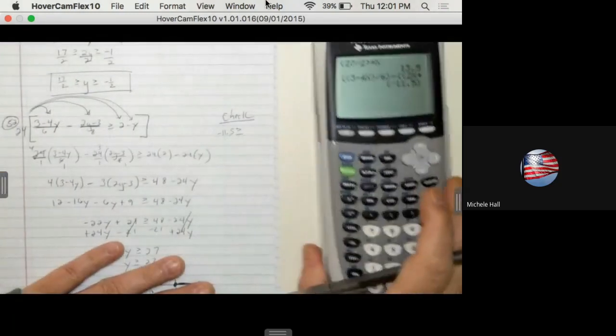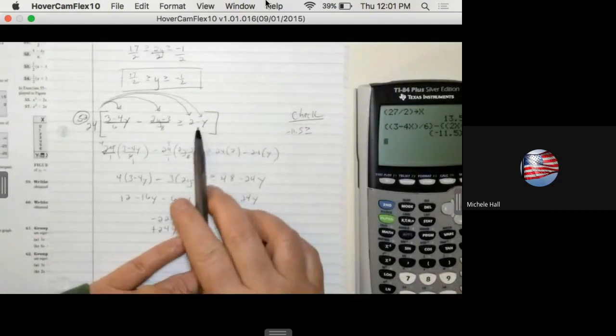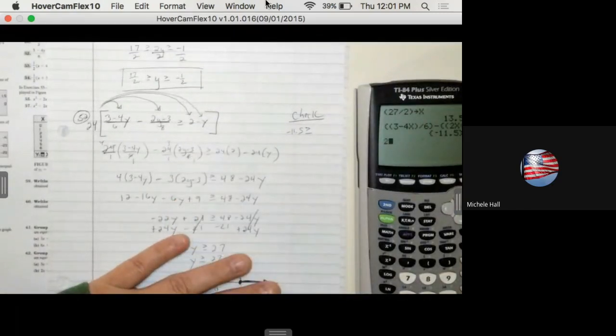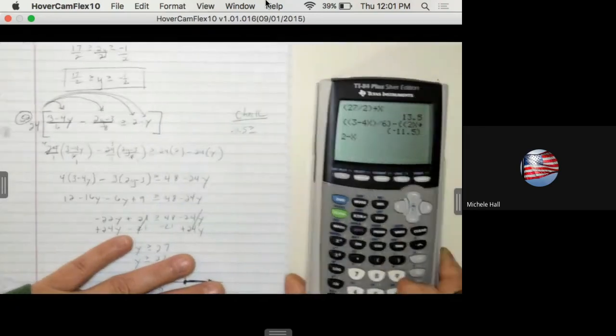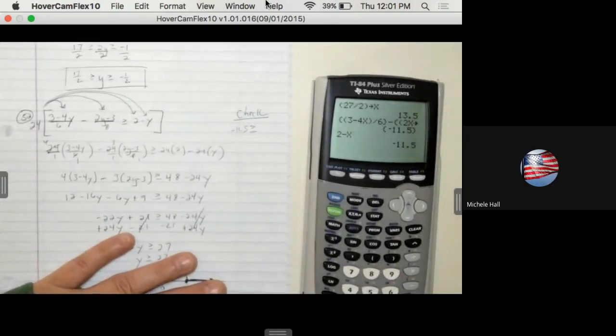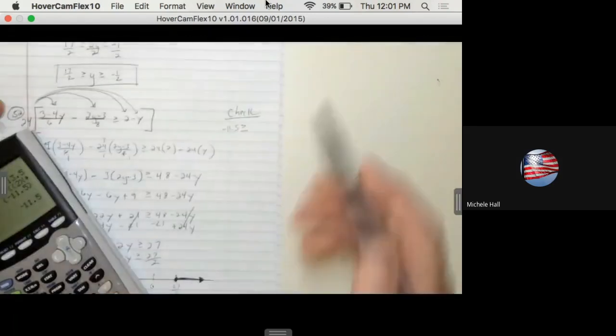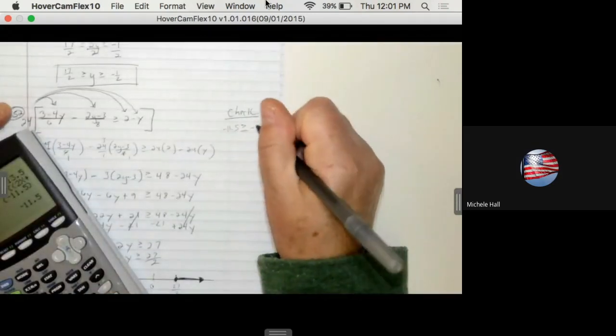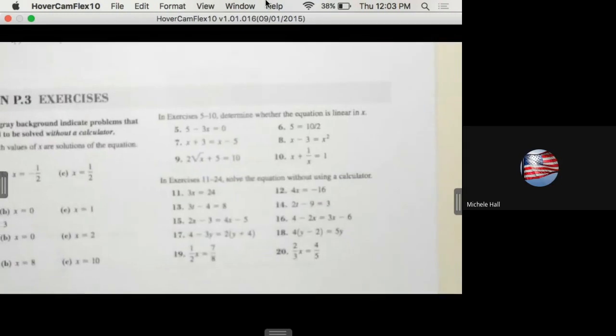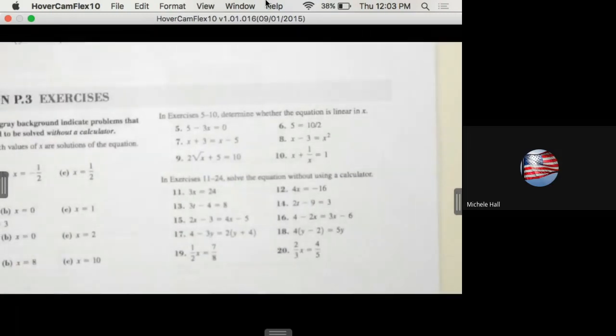Okay, so we're going to do the same thing, but this time we're doing it for 2 minus x. So we just go 2 minus x. That one's easy enough. And hit enter. And it says negative 11.5. So we got the equal part of it then. Negative 11.5. Check. It's on a line. Okay. So you do have graphing calculators. You could have moved everything to one side and just graphed it to see if it was linear.